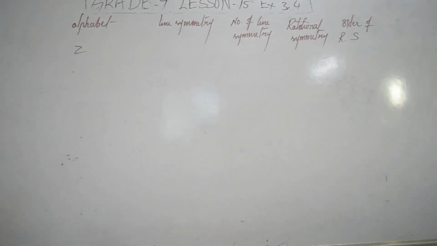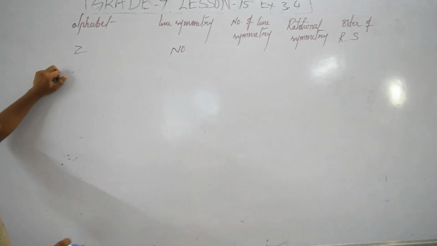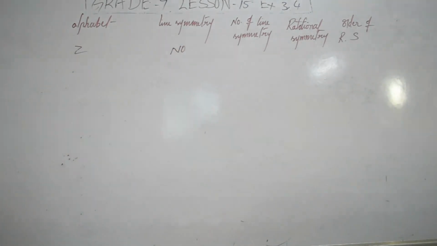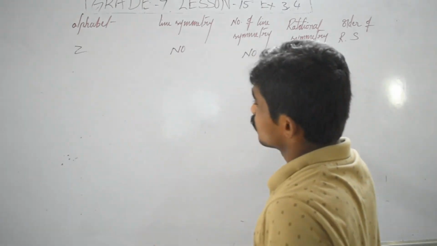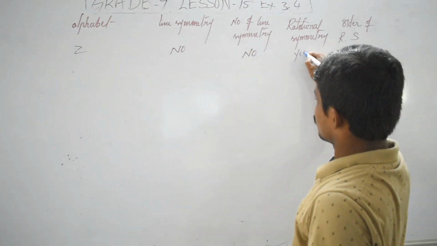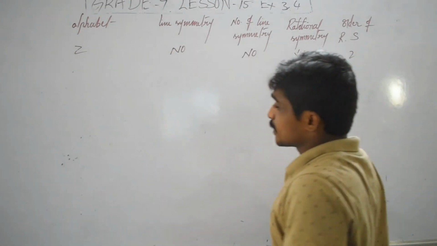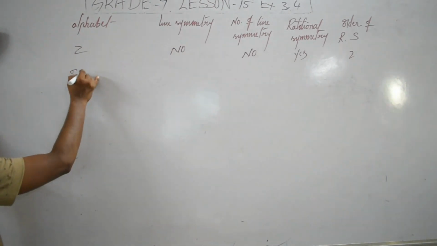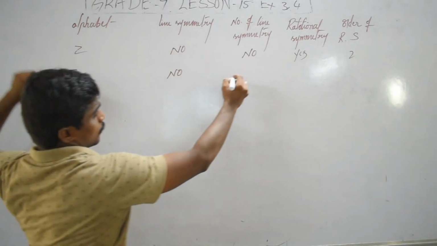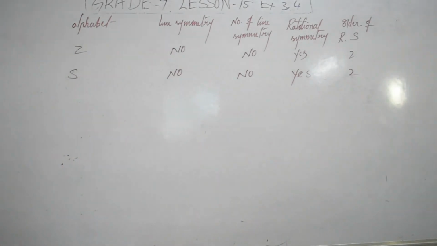For Z, is a line of symmetry possible? It is given as no. So the number of lines of symmetry is none. Rotational symmetry, how many? Yes, it is possible. 180 degrees rotational symmetry is possible. So how many rotational symmetries? Two. Next one. Yes, given. So we turn this, no. We turn this, no. And no lines of symmetry. And yes, two. Next one, H.